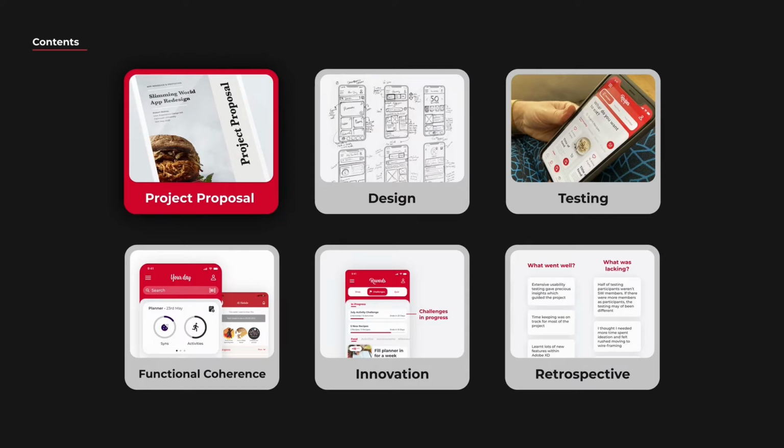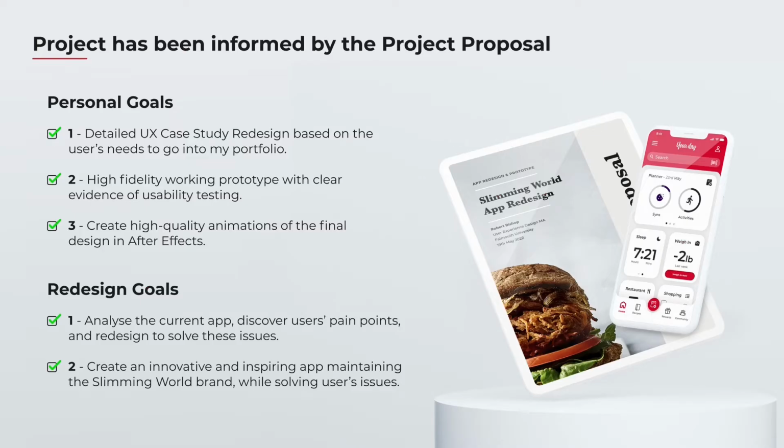I will be first outlining the main parts of the project proposal. The project has been informed by the project proposal. My personal goals for this project were to create a detailed UX case study for my portfolio. The redesign goals are to discover the pain points of the current app and to solve these issues by creating an innovative app while maintaining the Slim World brand. These goals have been achieved, as you'll see throughout the presentation, and in more detail in the main artifact.